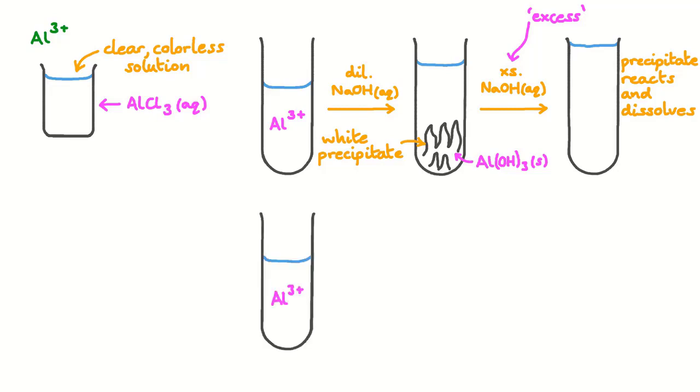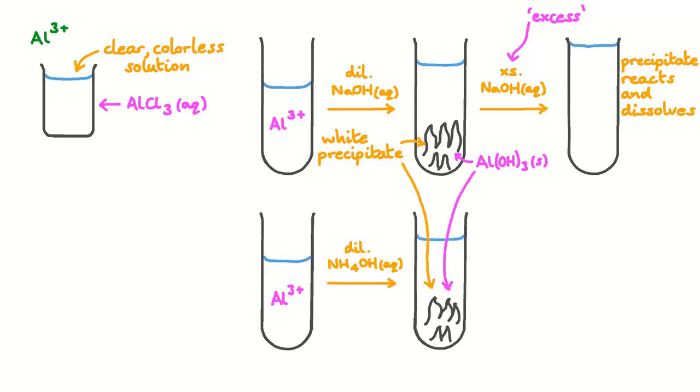Now let's start with a fresh test tube of our solution and do the next test. If we add a dilute solution of ammonium hydroxide to a solution containing Al3+ ions, we'll form the same white precipitate of aluminum hydroxide we formed with sodium hydroxide.